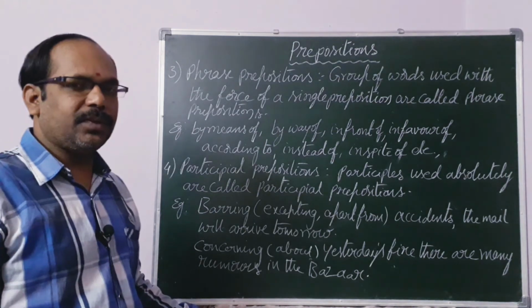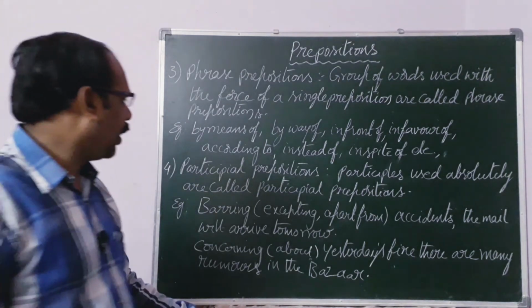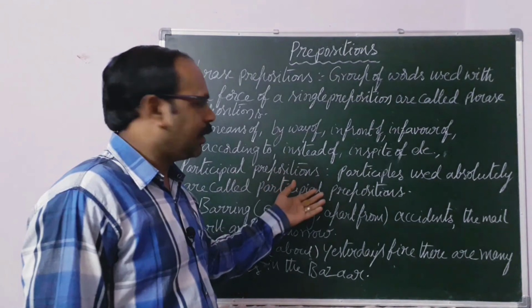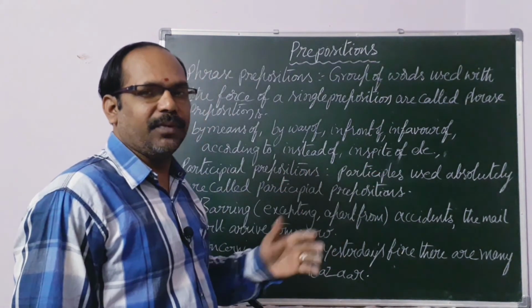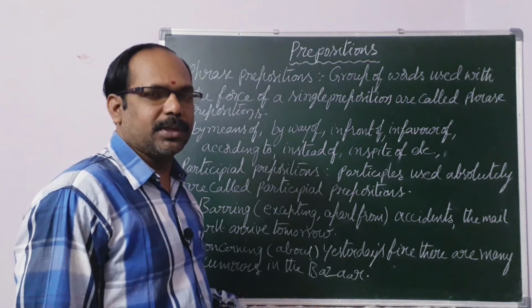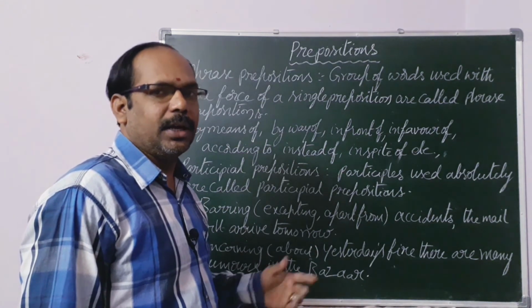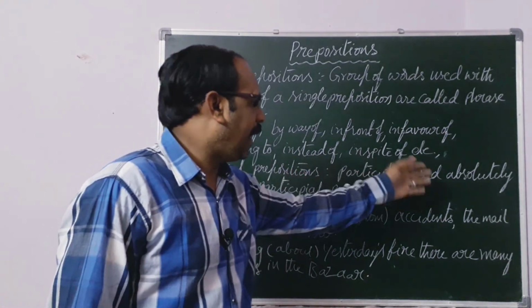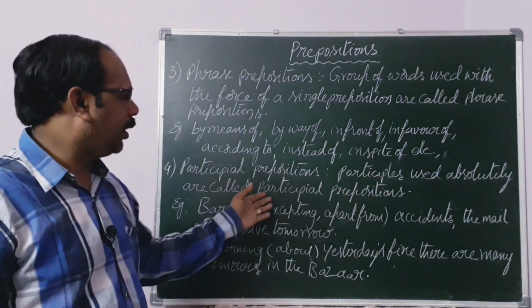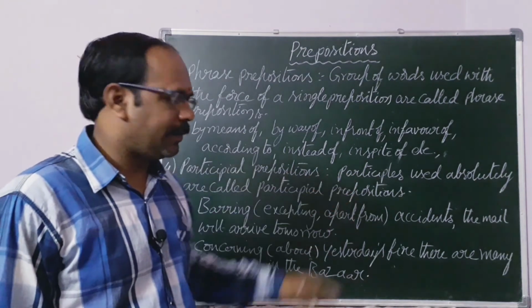And the next one, the fourth and last kind, is participial prepositions. Participles, what is meant by a participle? Verb plus ing form is called a participle. Sometimes it is also called a gerund. So participles used absolutely are called participial prepositions.